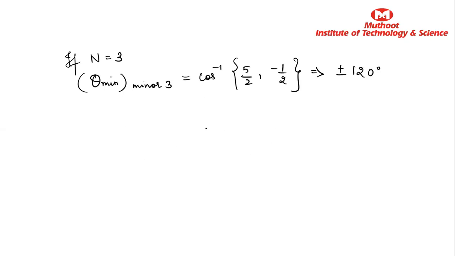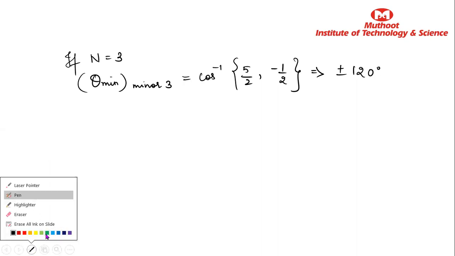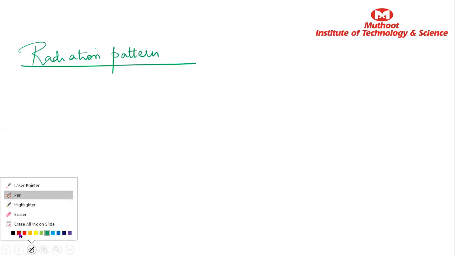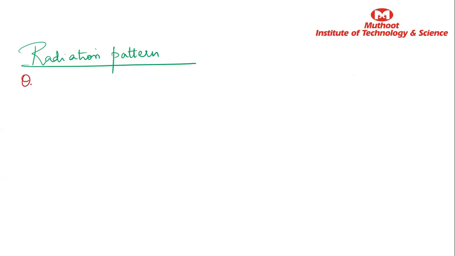So we have a lot of data with us, with the help of which we are going to draw the radiation pattern. So let's see what we have till now. We have to draw the radiation pattern, and for that, what data we have in hand. We have our direction of the maximum of the major lobe. This is going to come in 0 degree or 180 degree.